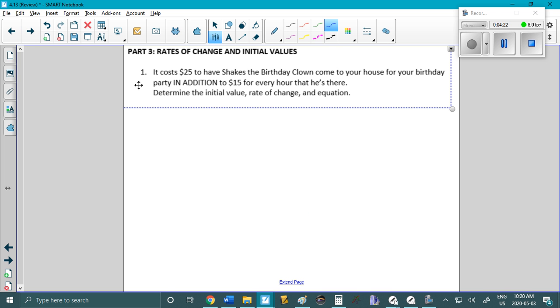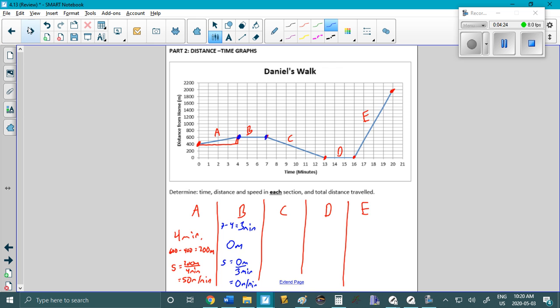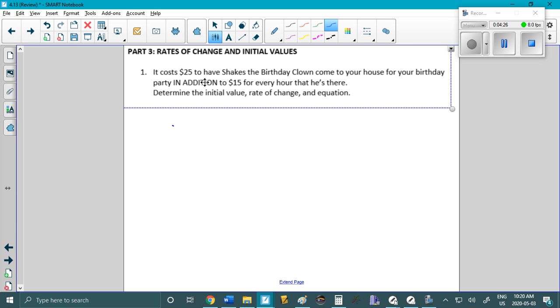All right. Part 3, rates of change and initial values. It costs $25 to have this clown, which everyone wants a clown for their birthday, obviously. They're not creepy or anything. It costs $25 to have a clown come to your house, and additionally, $15 for every hour that the clown is there. So we need the initial value.